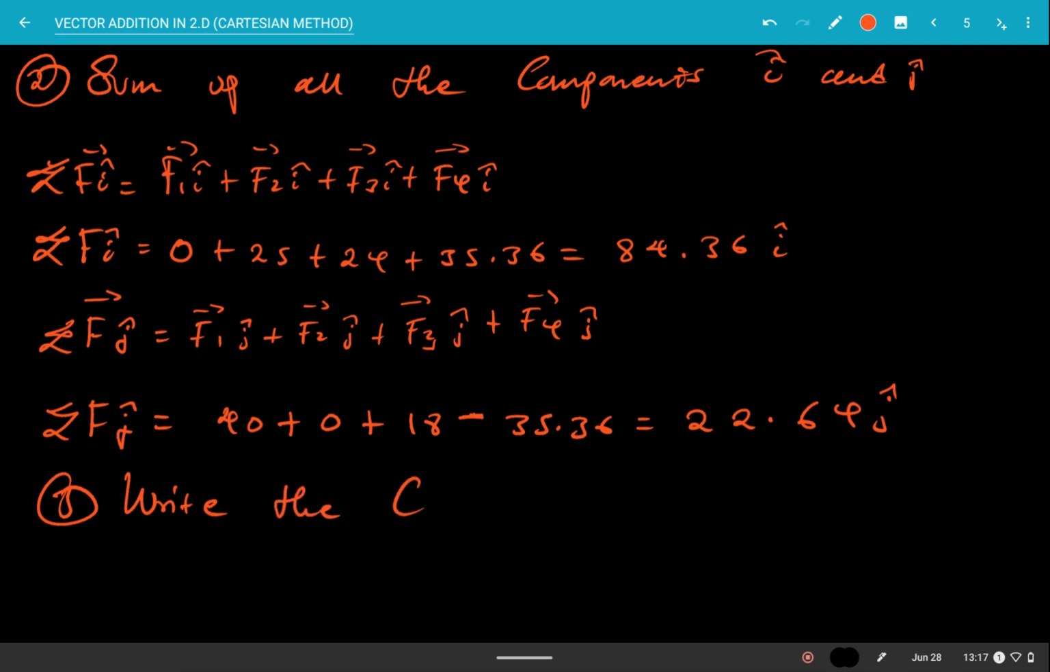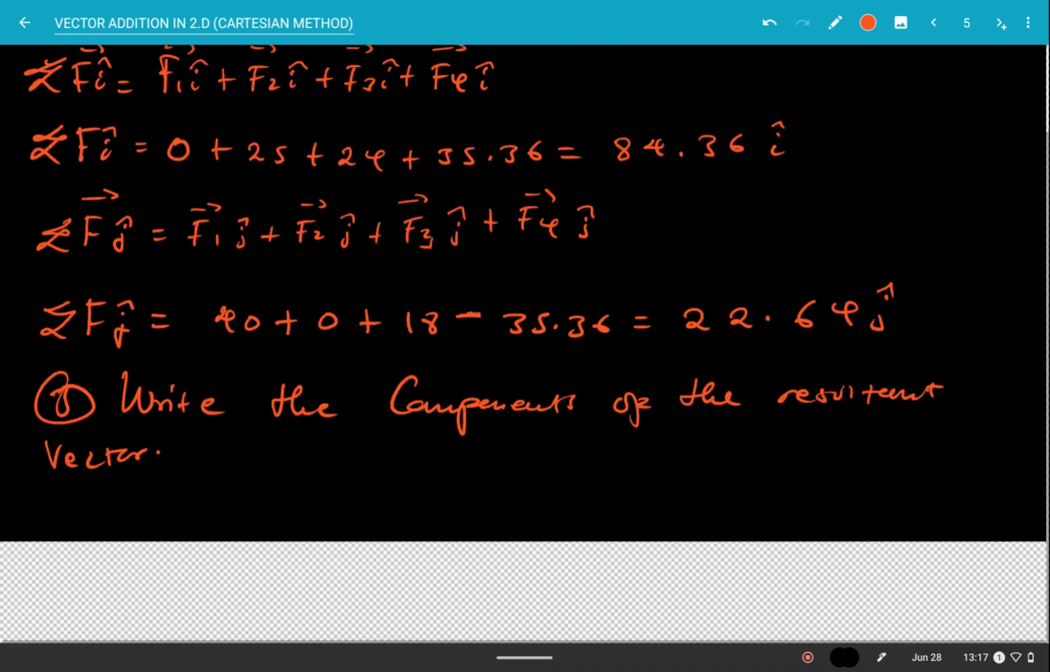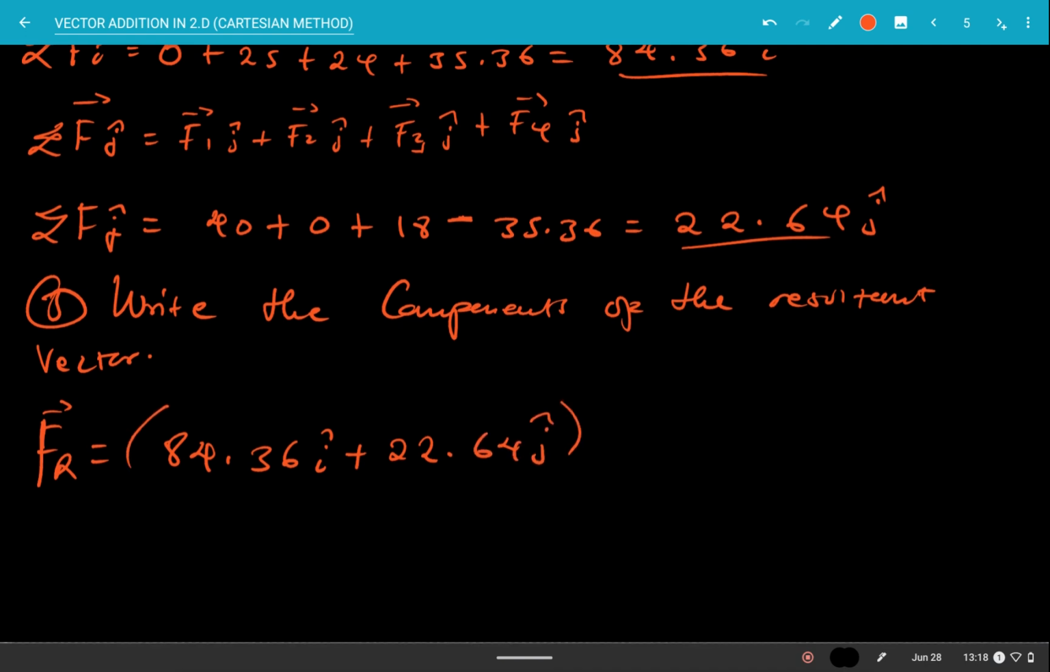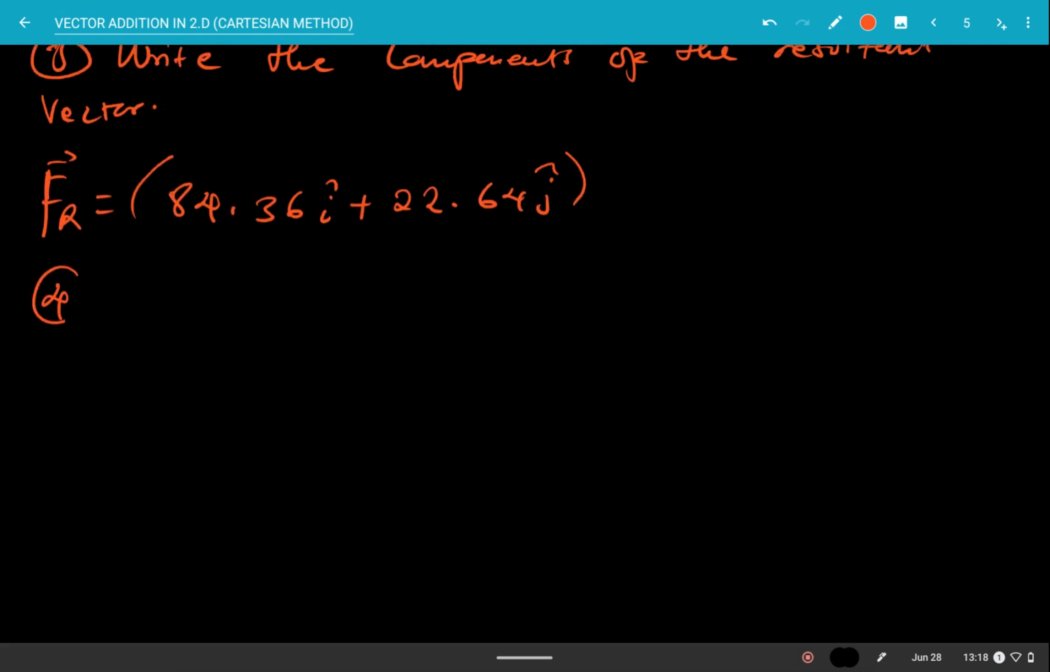After that, the next step is to write the components of the resultant vector. Alright, so the components will basically be the sums that we have found. So we say force resultant is equal to 84.36 in the I plus 22.64 in the j. Then basically once we have found this, we now have to just find the magnitude. Then now we say find magnitude.